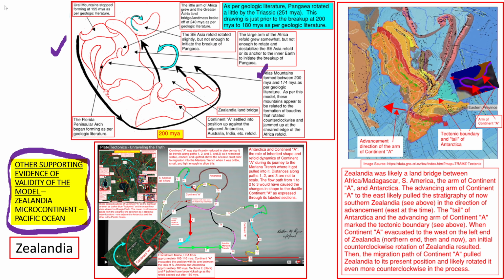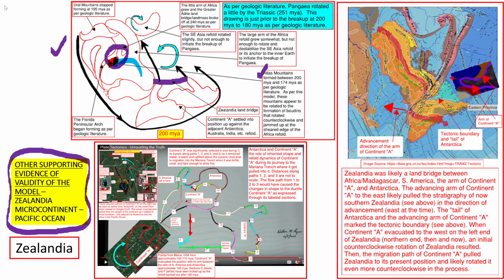That rotated counterclockwise and jammed up at the sheared edge of the Africa refold. So that's like over this way was the previous slide, and we saw that there was a counterclockwise rotation of Boudins like this, and they got stuck. They kind of accumulated in this zone over here. You saw it sheared and all that over there. So because of the compression, those Boudins got accumulated. So meanwhile, at that time, according to geologic literature, it said Madagascar was connected to India.